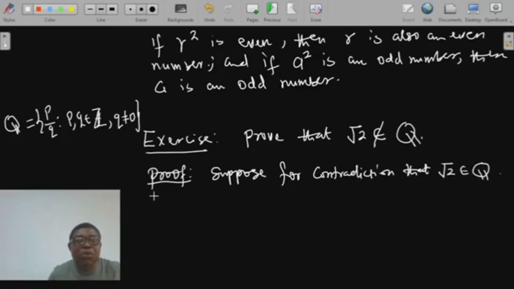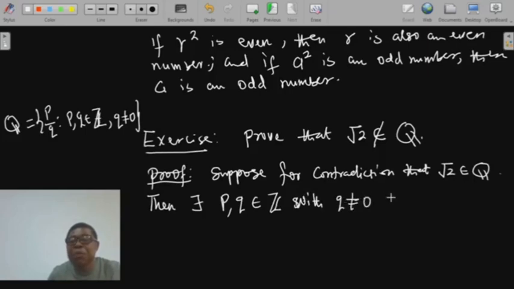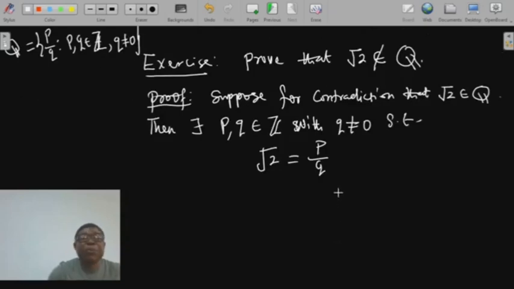Suppose for contradiction that root 2 is a rational number. Then there exist p, q in the set of integers Z, with q not equal to 0, such that root 2 is equal to p over q, meaning that every rational number can be expressed in the form of this quotient, where p and q are integers with q not equal to 0.